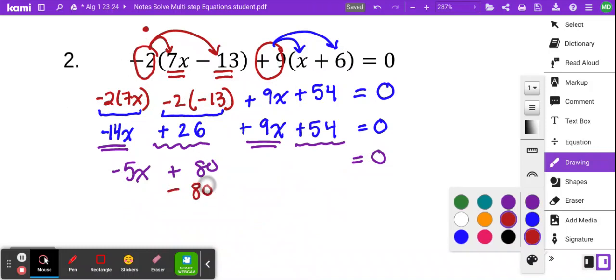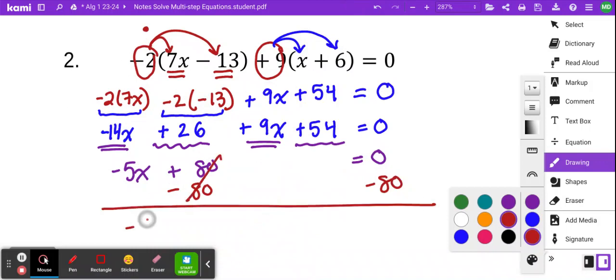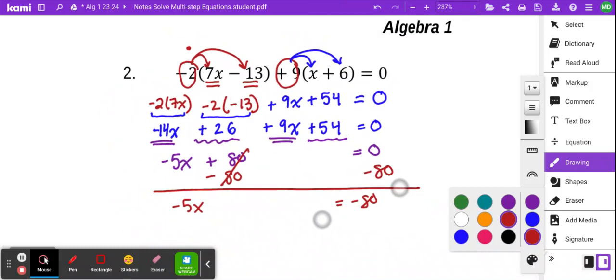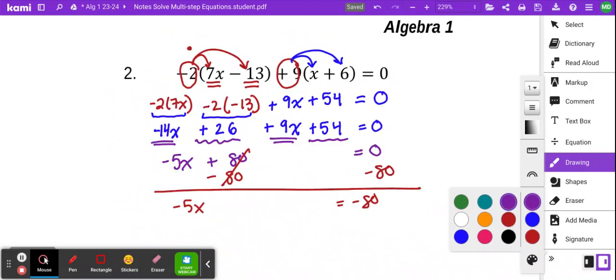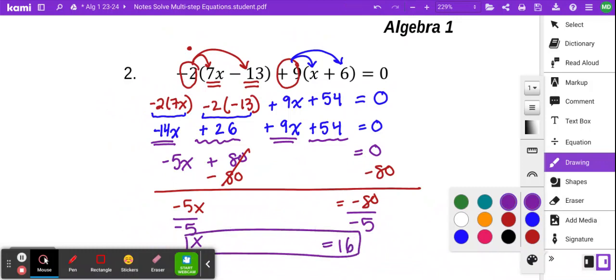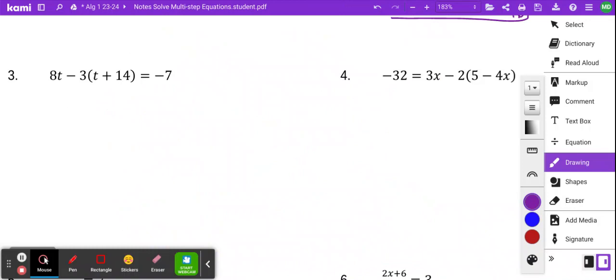So I'll start off by subtracting 80 both sides. Negative 5x is equal to a negative 80. And from there, divide by negative 5 both sides to get x equals 16 as our final solution. Go ahead and take a few minutes, try numbers 3 and 4.